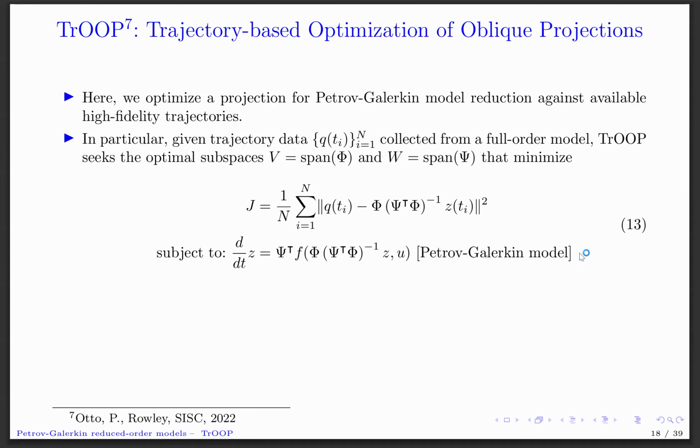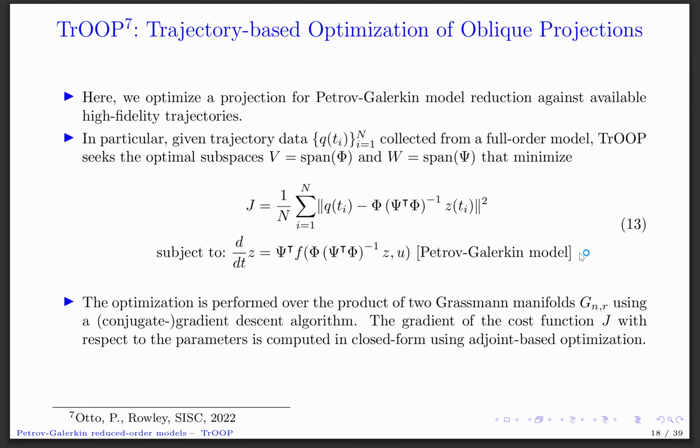Well, it turns out that this problem is not a function of phi and psi themselves, not as matrices, but it's a function of the subspaces that they span. So we can cast the problem over the product of two Grassmann manifolds. These are matrix manifolds, and the space of r-dimensional subspaces of some ambient space R^n in this specific case. But those are just details.